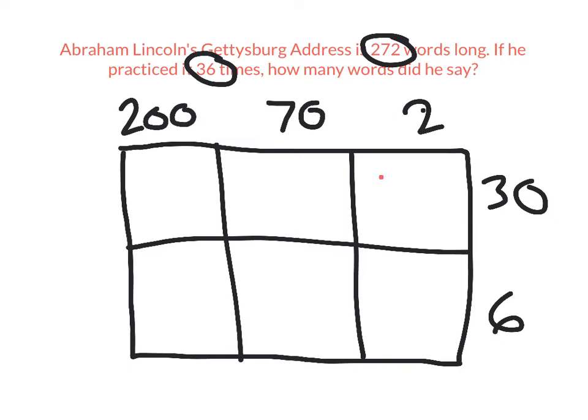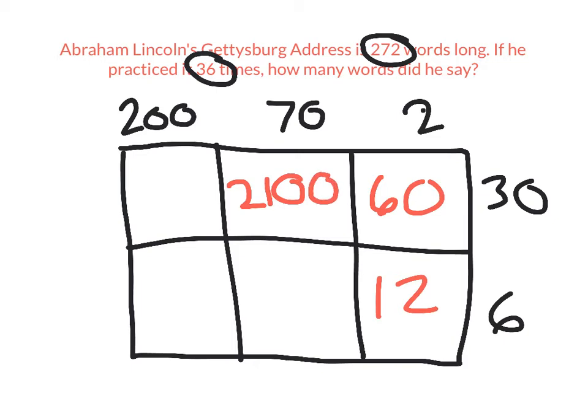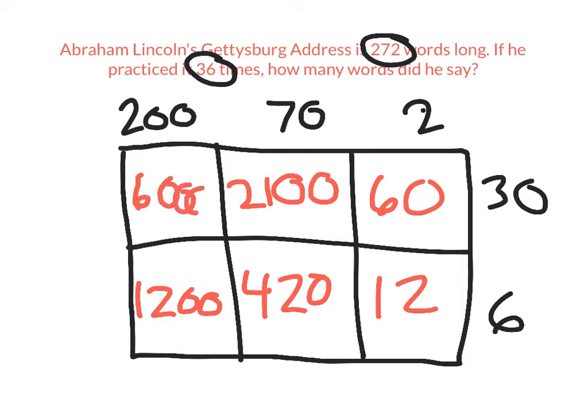So 2 times 30 is 60. 2 times 6 is 12. 70 times 30, well, I know 7 times 3 is 21, and then each of those is a 10, so there's a 0 for each of those. 70 times 60 is 420. 200 times 6 is 1,200. And then 200 times 3 is going to be 6,000.